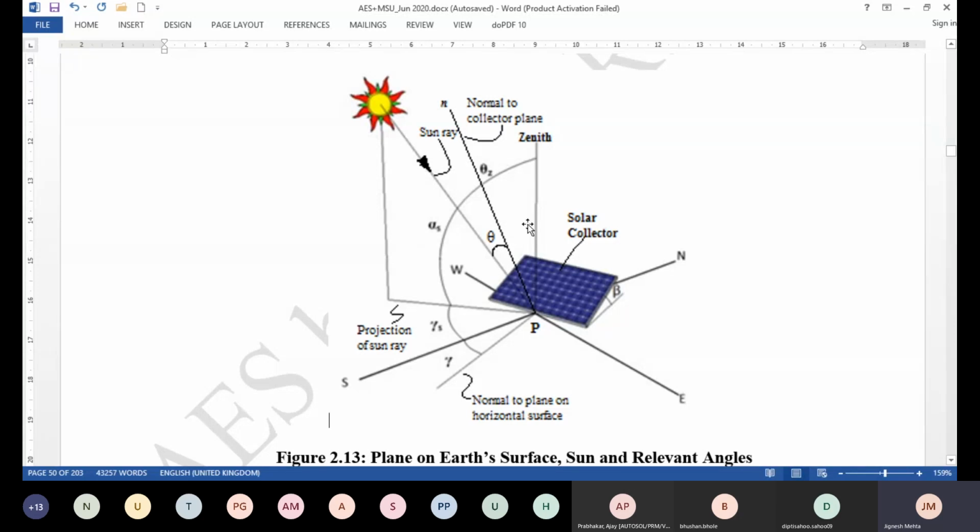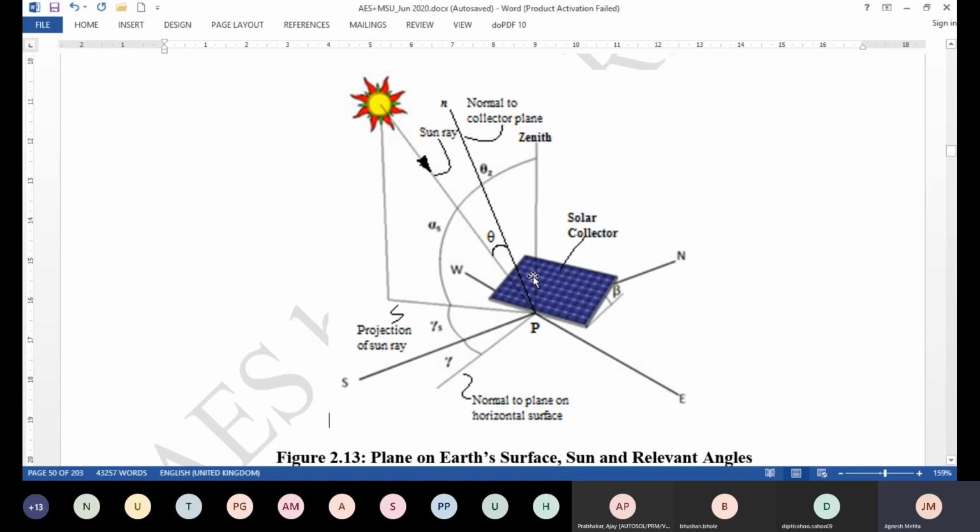If the collector were horizontal, then the sun ray would have made 44 degrees with the collector, and you would be able to use only the cos 44 degrees component of the radiation. But because you made it inclined by the latitude angle of that place, you have been able to reduce the angle from 44 degrees to 33 degrees, and you are getting somewhat higher input energy. So this is the reason why the collector should be kept inclined.